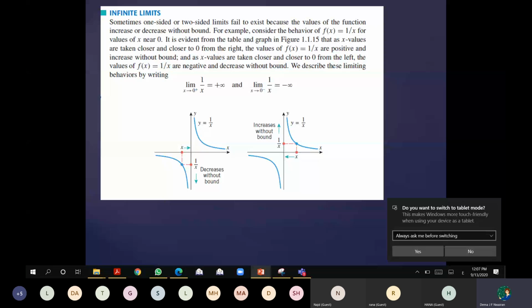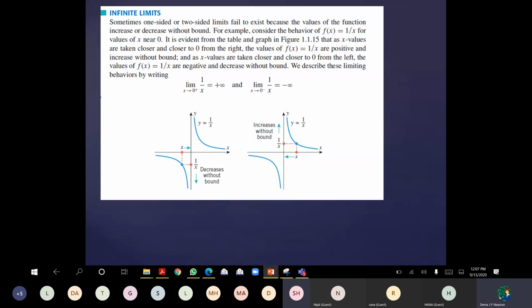How did you find the calculus? A little bit easy. Yeah, it's easier now than algebra.